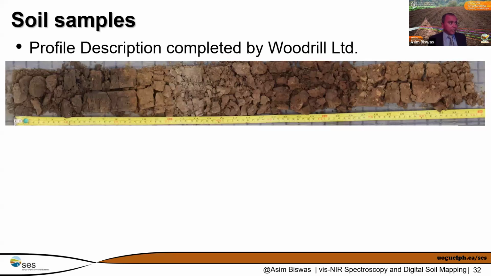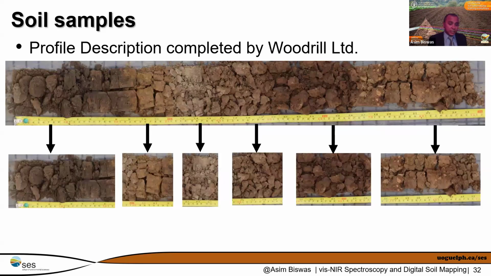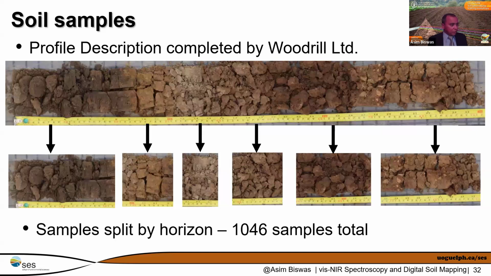And we went down there, we collected soil cores, and we described that profile following the Canadian soil classification system. We divided it into multiple horizons based on their properties, and then we sampled each of the horizons. So now the samples split by horizon, we had about 1,046 samples total.